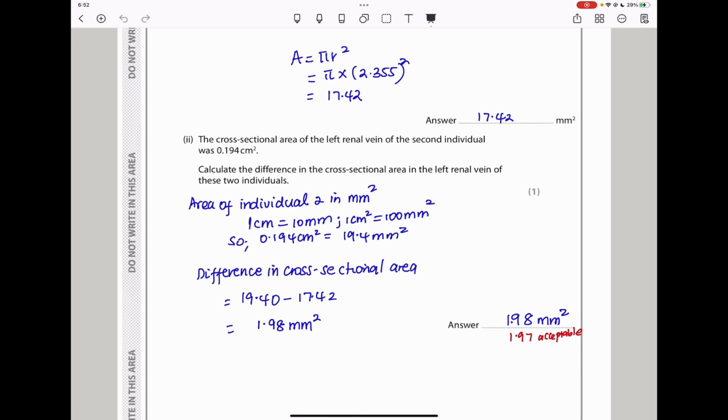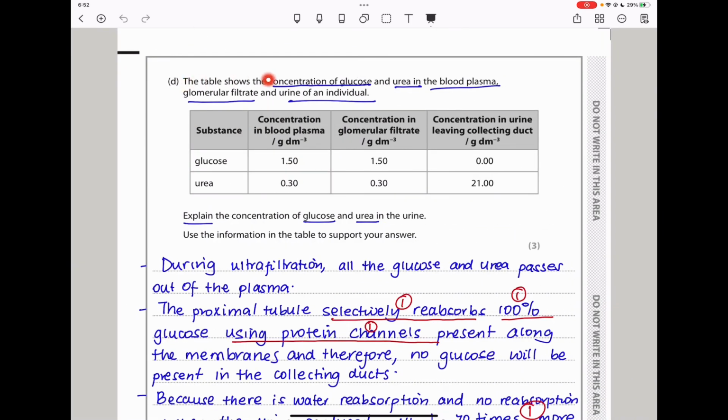So moving on. Here they say the table shows the concentration of glucose and urea in the blood plasma, glomerular filtrate, and the urine of an individual. So we have the substance, glucose. We can see the concentration in the blood is 1.5. The concentration in the glomerular filtrate is 1.5. This means that all the glucose has been filtered. And then the concentration in the urine is 0. That means all the glucose has been reabsorbed.